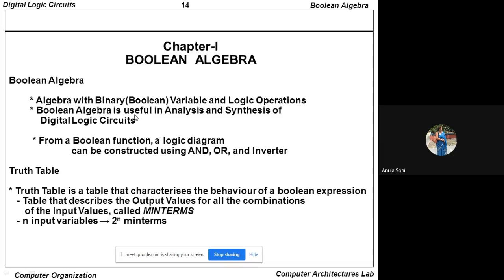Boolean algebra is useful in analysis and synthesis of digital logic circuits. Now, why is there a need of Boolean algebra? Why do we study Boolean algebra? The only logic behind studying Boolean algebra is to understand the behavior of digital logic circuits. Digital logic circuits means integrated chips which are installed in the CPU, in the processor.